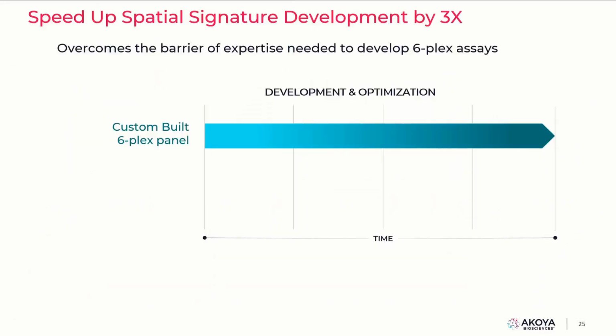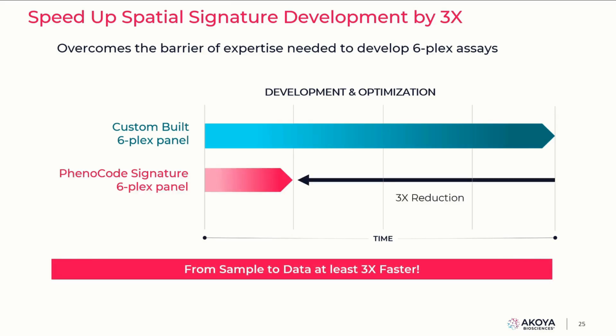By providing the base panel of 5 markers that has been validated and optimized for the PhenoImager workflow, the PhenoCode signature allows for the addition of a 6th marker of your choice to rapidly develop and optimize a 6-plex panel. Based on our own internal data, the PhenoCode signature assay development and optimization is at least 3-fold faster than the process of custom building a 6-plex assay. This offers a great advantage for projects that have short delivery timelines and lowers the barriers of expertise needed to develop 6-plex assays.